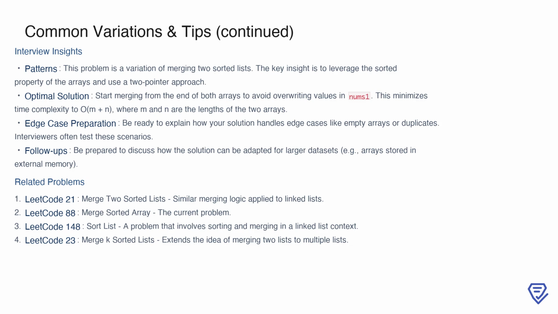Additionally, you might encounter follow-up questions where you'll need to adapt the solution for larger datasets, like arrays stored in external memory. Another way to prepare is by exploring related problems. For instance, LeetCode 21 involves merging two sorted linked lists, which share similar logic. Other problems like LeetCode 148 and LeetCode 23 challenge you to merge or sort lists in more complex scenarios, further building on the concepts used here.